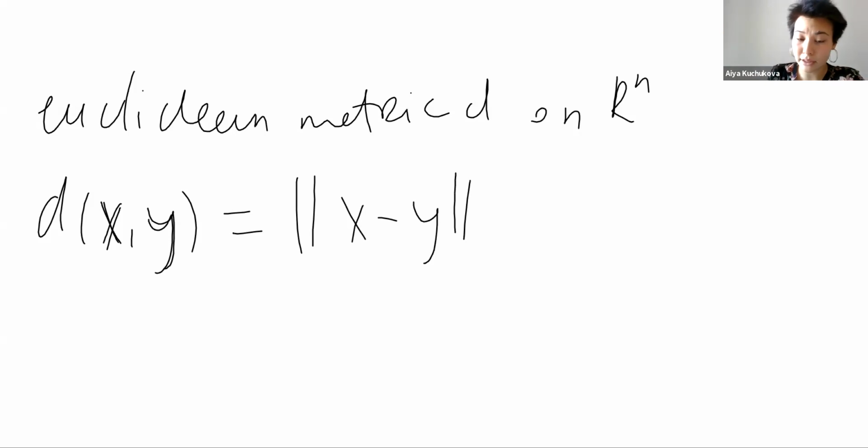And don't forget, this is a metric because first, it's always bigger than or equal to 0, and equals 0 only when x and y are equal to each other. Second, the norm of x minus y and the norm of y minus x are equal to each other.